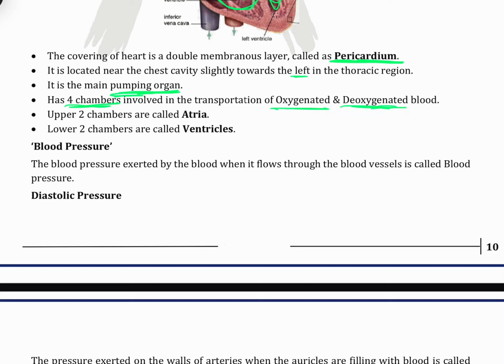The upper 2 chambers are called atria, and the lower 2 chambers are called ventricles. Atrium means receiving blood, and ventricles means the chambers from which the blood goes out, releasing it.